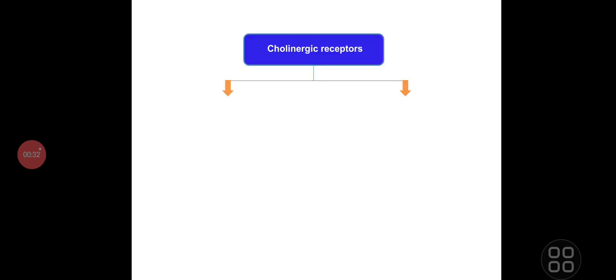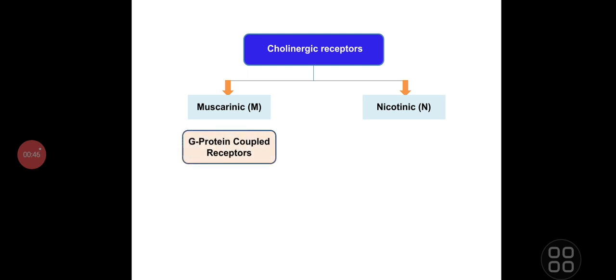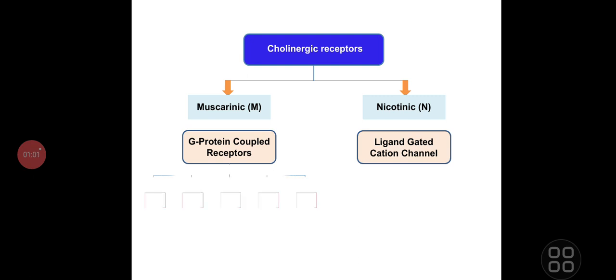First, cholinergic receptors. So cholinergic receptors are basically classified into two classes: muscarinic, represented by M, and nicotinic receptors, represented by N. So muscarinic receptors are G protein coupled receptors, and nicotinic receptors are ligand gated cation channels. These muscarinic receptors are subdivided into these subgroups M1, M2, M3, M4 and M5, and nicotinic receptors are subcategorized into NM and NN.